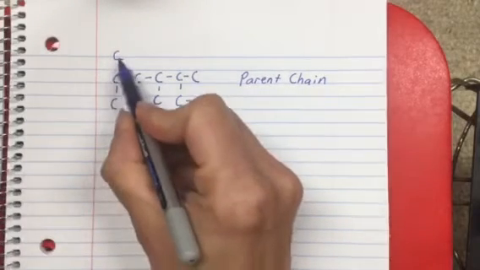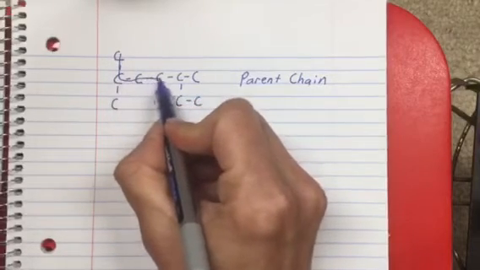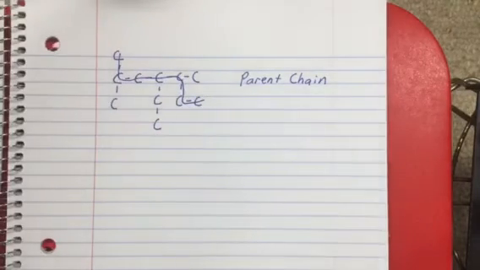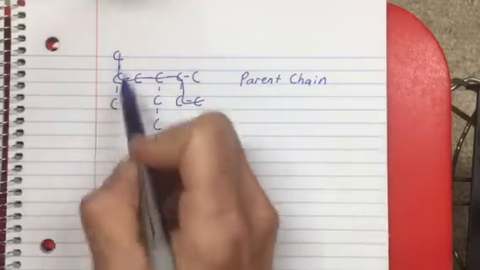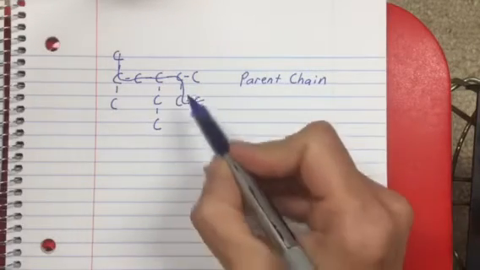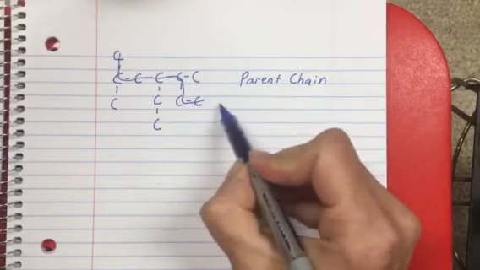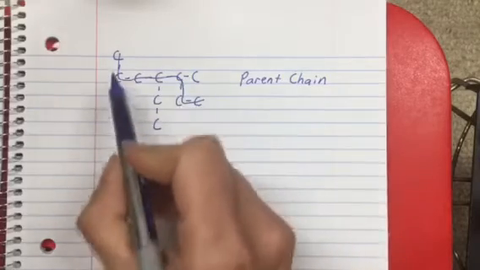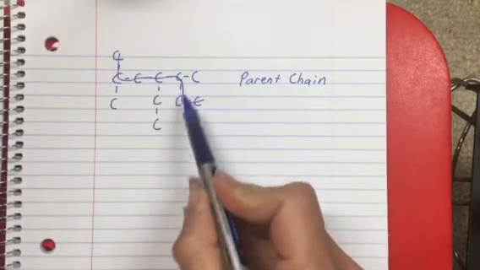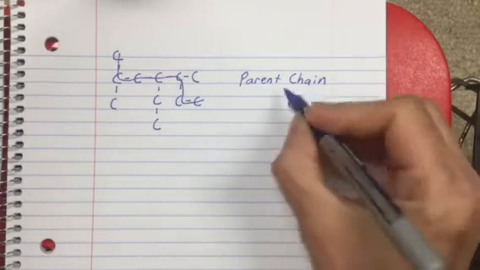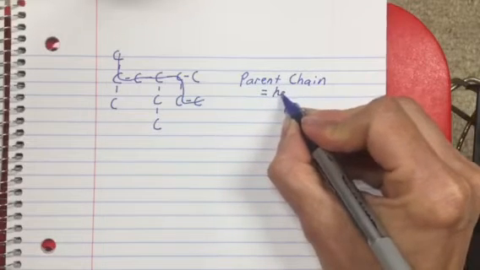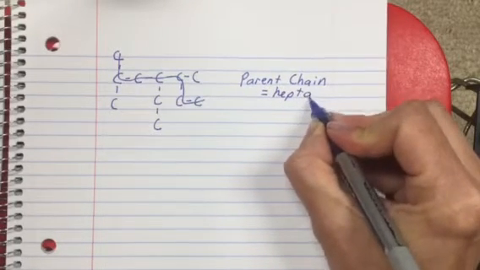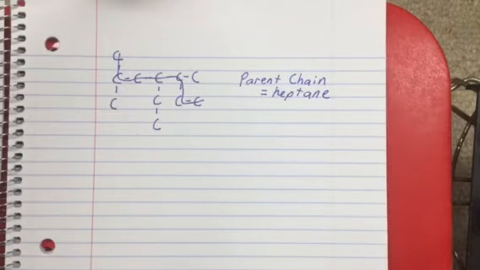which should, if I'm not mistaken, run here. Okay, now could I have run it up here and there? Yes, it doesn't matter. If it's the same distance either way, it isn't going to make a difference. But I don't want to run it this way because this one would have gone out one more than that one. So the longest chain here is 1, 2, 3, 4, 5, 6, 7 carbons long. So the parent chain for this molecule right here is heptane, because it is 7 carbons and they're all single bonds.